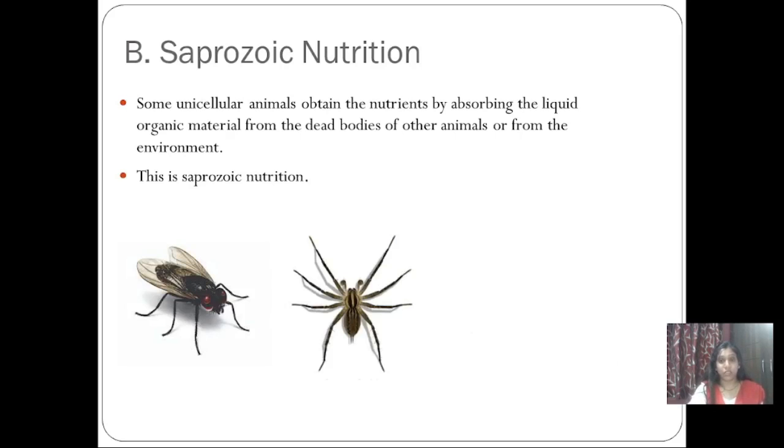Flies, spiders, and ants do not eat actual food or solid food. They suck the liquid out of it. Whatever is there, they suck the liquid organic material from the dead bodies of other animals. Like if you see an ant, when it bites, it sucks the organic material from our body. The flies also suck the organic material from our body. So this is how they take nutrition. This is called saprozoic nutrition.